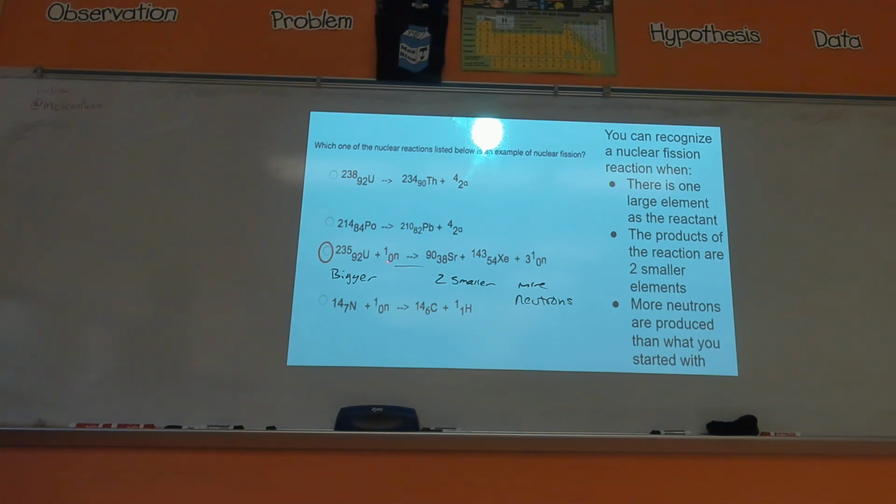Which does bring up a good point. The reason why this would be the symbol for a neutron is because this is the mass number. Neutrons have a mass of 1, and they're neutral, right? They don't have a charge. So that's why there's a 0 there.